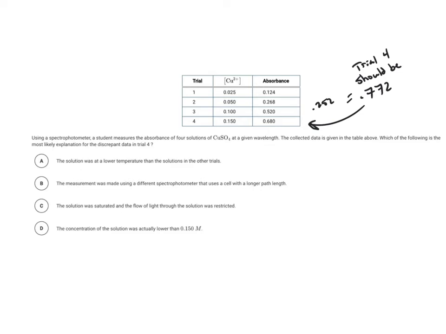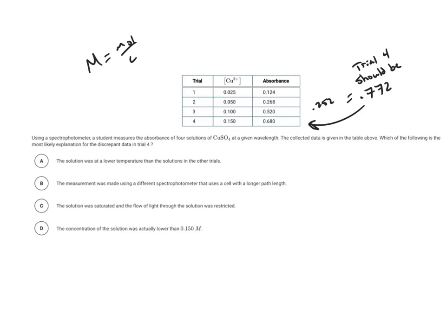So let's go through the answer choices and figure out what effect each one of these would have on the concentration or absorbance. The first one says the solution was at a lower temperature than the solution in the other trials. Well, at first thought, temperature doesn't seem to affect concentration, and then I thought to myself, wait a minute, concentration or molarity is moles per liter, and volume is affected by temperature. When the temperature increases, the volume also increases. And molarity is affected by changes in temperature. If you take a substance that's maybe 1 molar at room temperature, but you increase the temperature, then the volume increases, keeping the amount of solute the same.